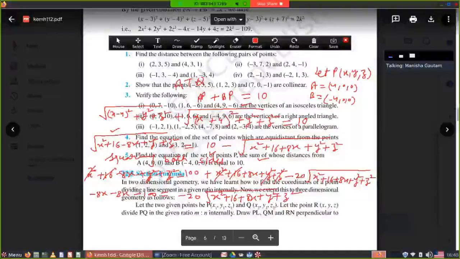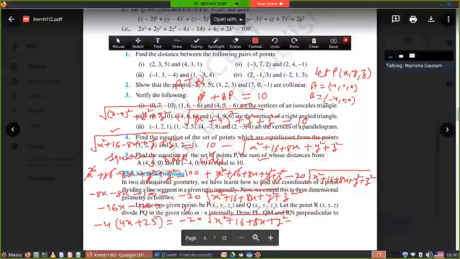Now simplify. Taking the minus sign common, first of all simplified: minus 16x minus 100, and this is as it is. Taking the minus sign common and 4 common, 4x plus 25, and here is minus 20 under the root x square plus 16 plus 8x plus y square plus z square. Now the minus sign is cancelled by this, and 4 fives are 20.